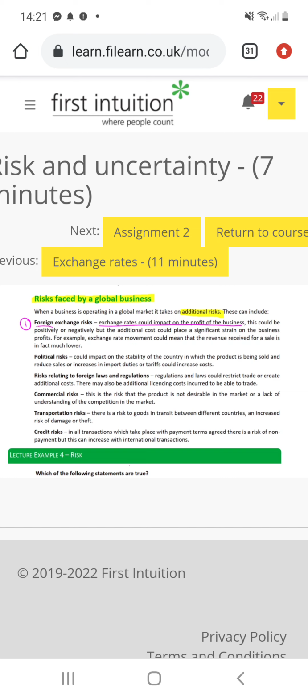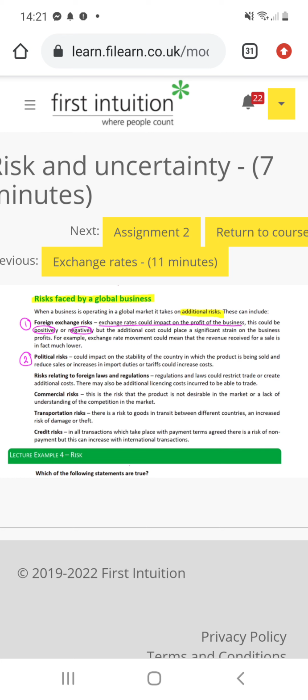It could be in a positive way, perhaps the appreciation of the pound, which is a good thing, or negatively, a depreciation of the pound. But additional costs could place a significant strain on the business profits. If the exchange rate moves, it could mean that revenue received for a sale is actually, in fact, much lower.